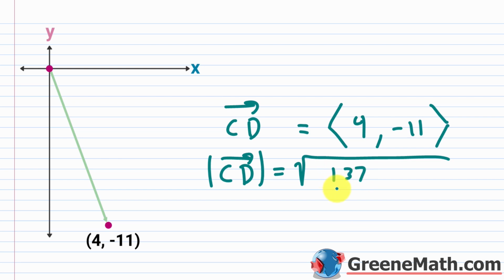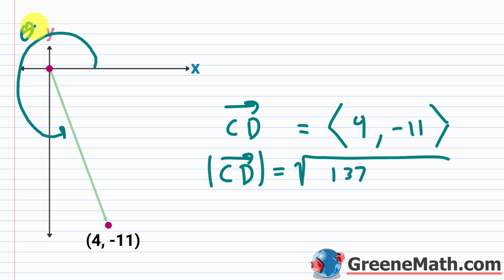And 137 is a prime number, so you're not going to be able to make that any simpler. Okay, let's think about the direction angle here. So we're going to see that we're going to have a direction angle that's going to be in quadrant 4. So again, another tricky situation. So this right here is your direction angle. Let's just call it theta.